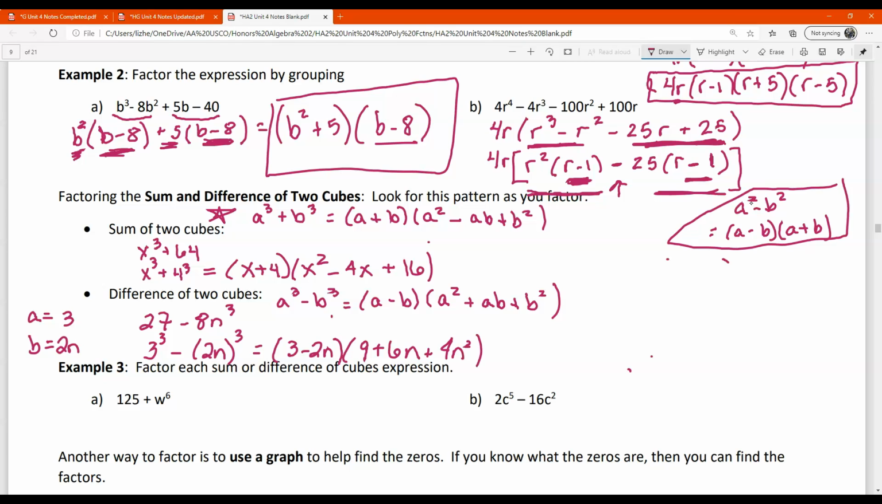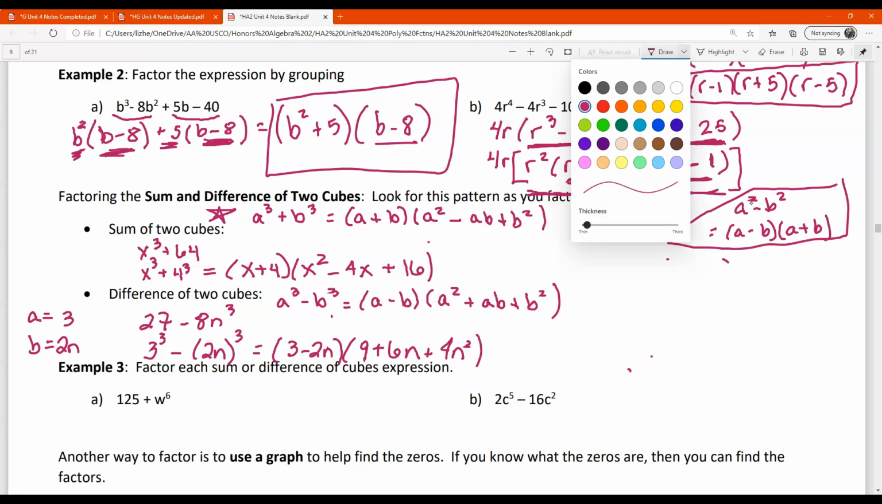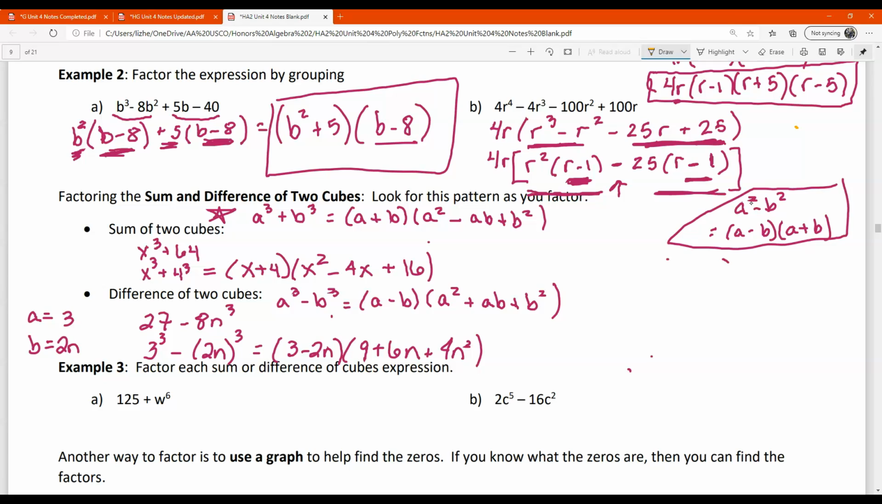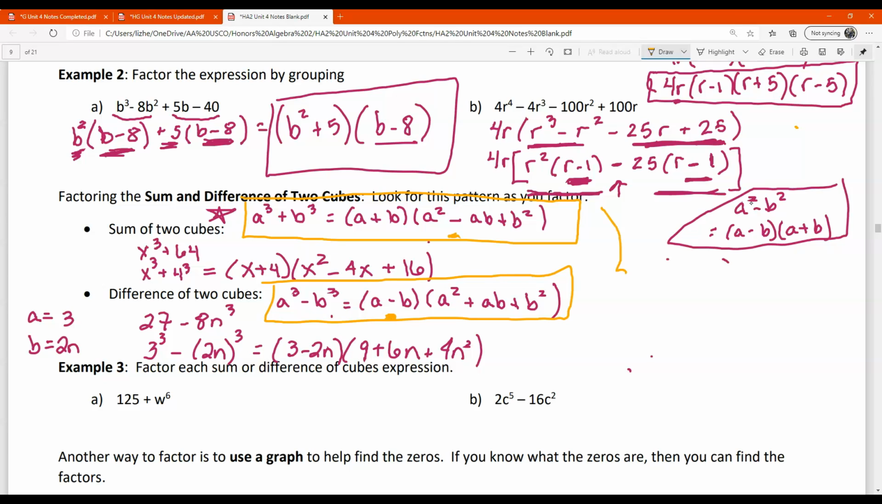So these two patterns, the sum and the difference of cubes, you're going to use them and you need to know them. Here's a little pattern, because when you look at these, they're very similar, obviously. The only difference is the sign. The minus is there when you're doing the difference, and the plus is there when you're doing the sum. So a little pattern to remember this is, you have 3 signs in this.